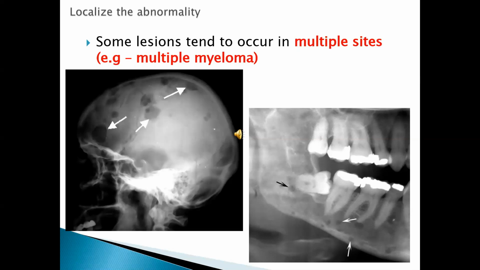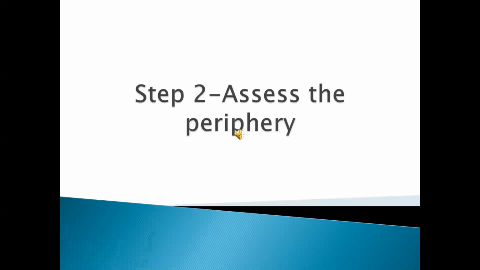This kind of picture is usually seen in a malignancy called multiple myeloma. Classical feature: multiple punched out radiolucencies usually seen in flat bones such as the skull bone, mandible and the ribs. So this kind of feature is very pathognomonic for certain diseases and conditions. The second most important step in radiographic interpretation is to assess the periphery of the lesion.